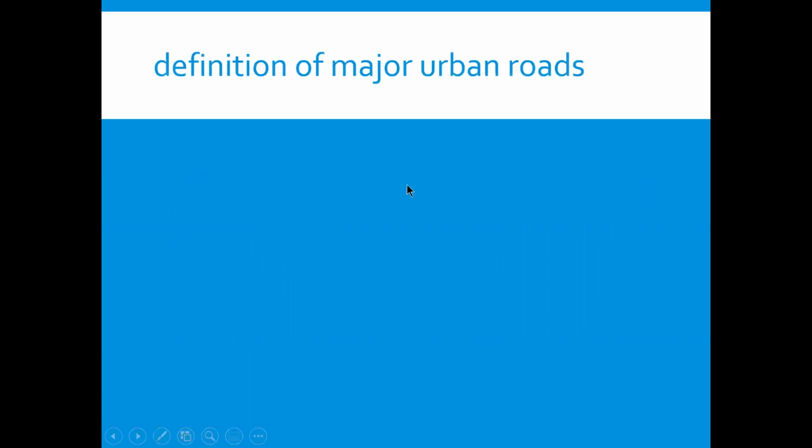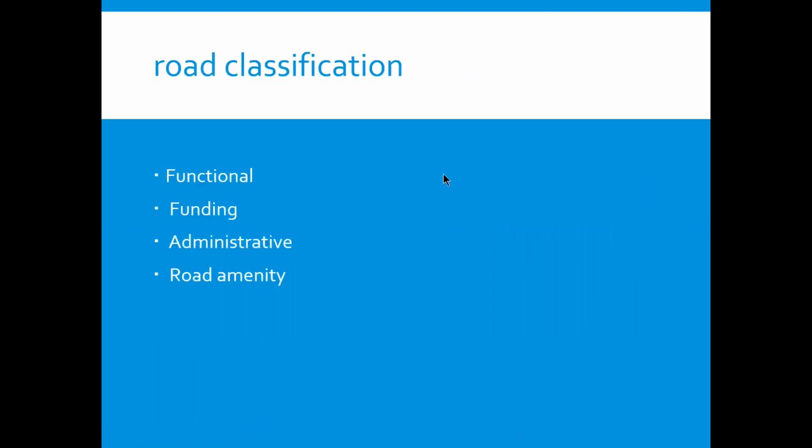Road classifications. In Australia and New Zealand, there are several commonly used types of road classifications: functional, funding, administrative, and road amenity. Functional classification is the most commonly used and classifies roads mainly as arterial, subarterial, collector, and local.